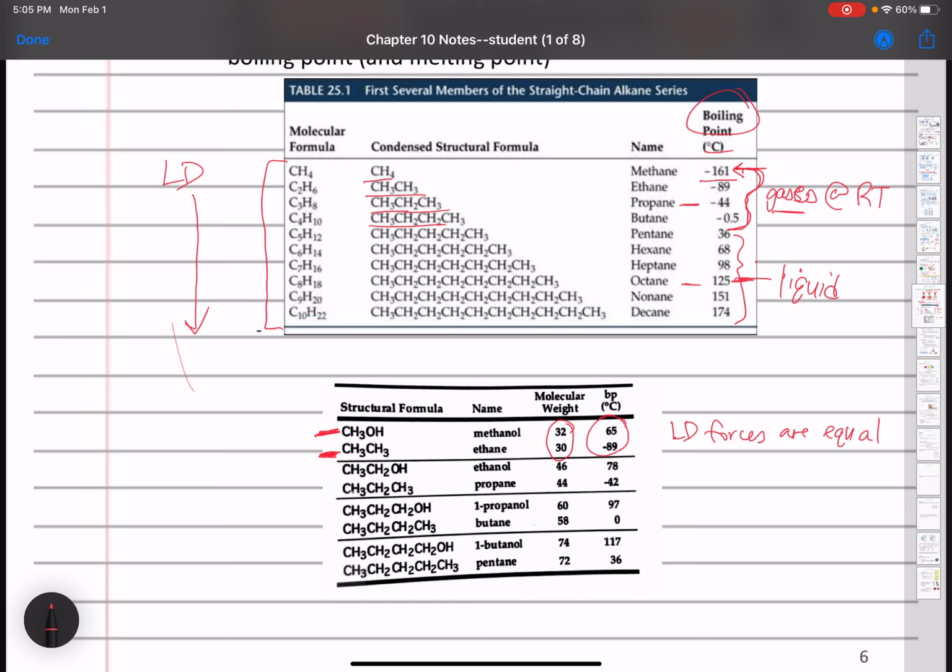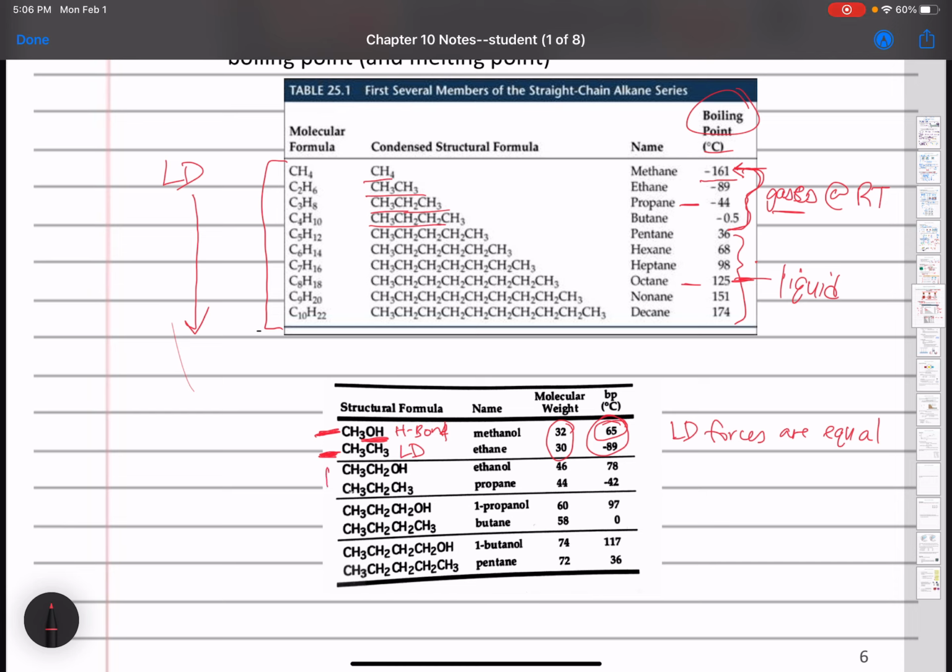But they have different boiling points, and that's because this molecule here with that OH has hydrogen bonding. So while they both have equal London forces, the second one only has London forces, whereas the first one has London forces and hydrogen bonding. And hydrogen bonding is a much stronger type of attractive force, and that's why it requires much more energy to make it transition from phase to phase.